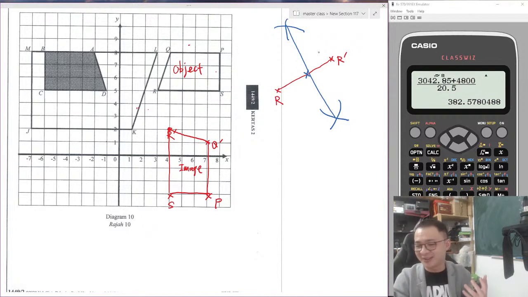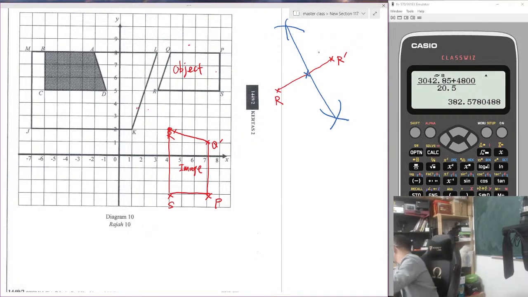Another method is kind of like, I don't know, last time my student actually showed me. Do I have any ruler here? Just give me a moment.